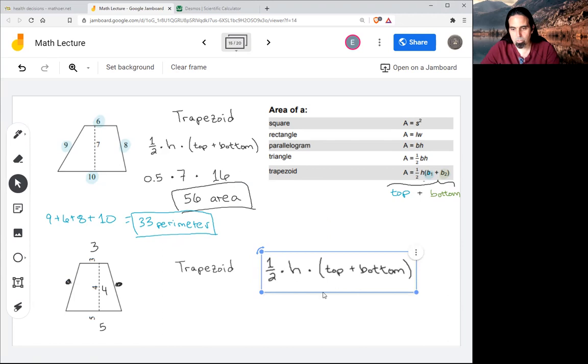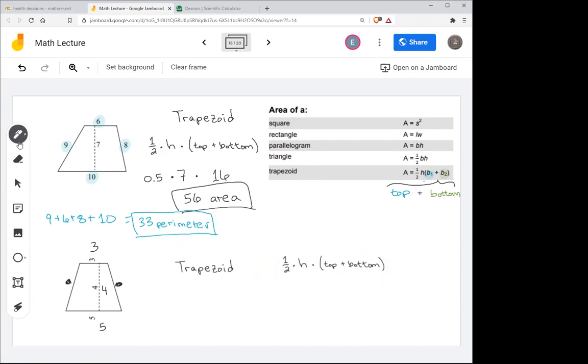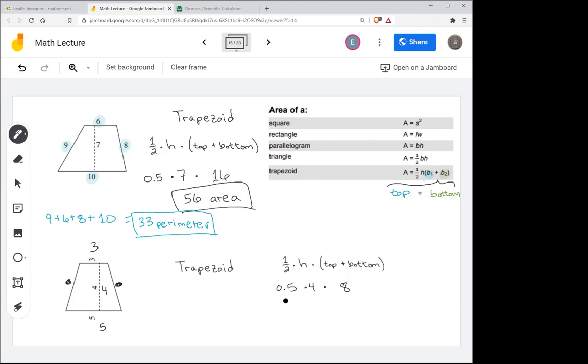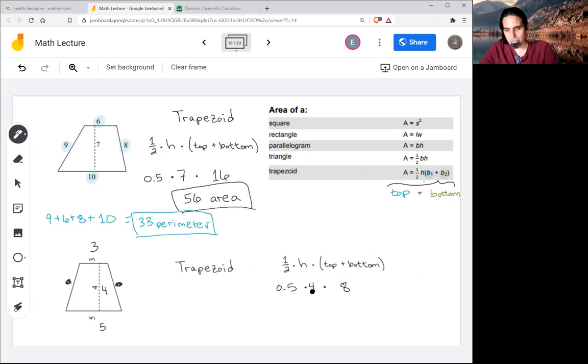It's still a trapezoid. The formula is going to be the same. So you'll do 0.5 times 4 times 8. Yep. If you wanted to write out 3 plus 5, you could. To me, it's less confusing to just make it 8. Put that in your calculator. Half of 4 is 2. 2 times 8. So I'm going to get 16 for the area.